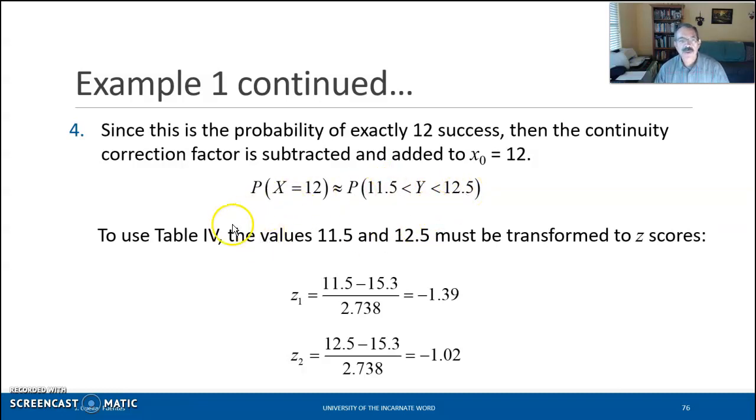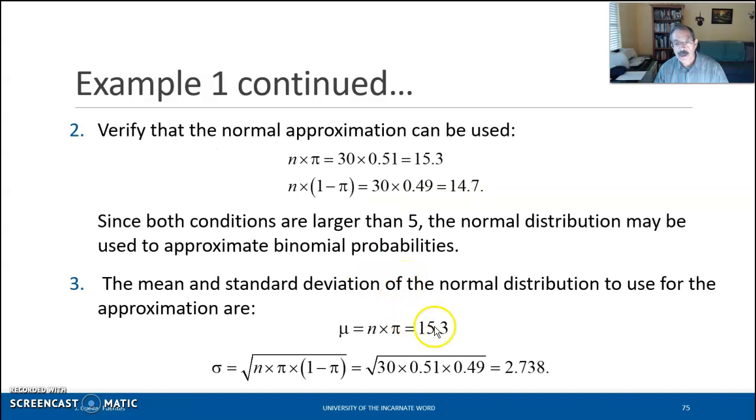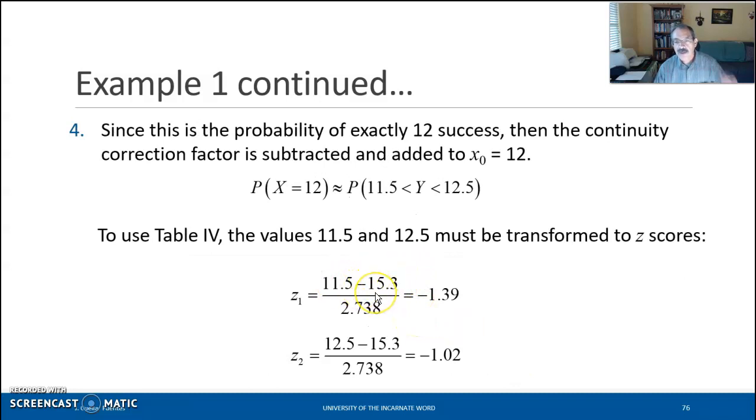So the next step, now that we established the probability statement for the normal random variable, is to find the z-scores for the y values that limit the normal random variable. So z1 is 11.5, the lower limit, minus the mean that we determined here, divided by the standard deviation that we already determined. So we find the z-value, that's minus 1.39. That upper limit, 12.5, we transform into a z-score following the same formula, and we find that it's minus 1.02.